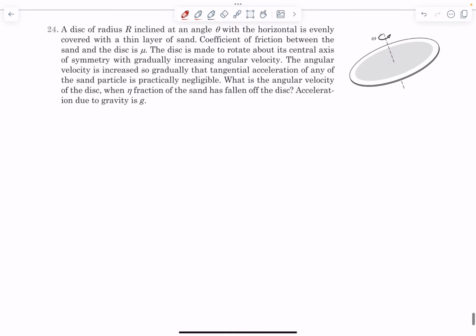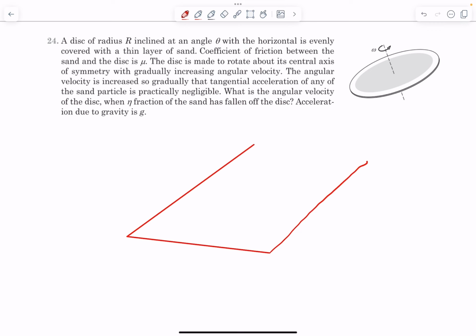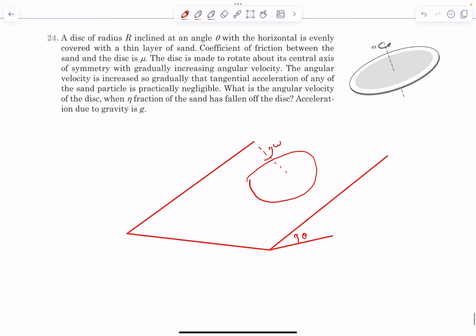Okay. So now let's come to the last question. This is question number 24 from the check your understanding section. And now the question is saying a disk whose radius is r is inclined at an angle of theta with the horizontal. So basically we can imagine this like an incline of angle theta and a disk that is kept on the incline, and it is rotating. Okay, we can imagine the situation something like this.